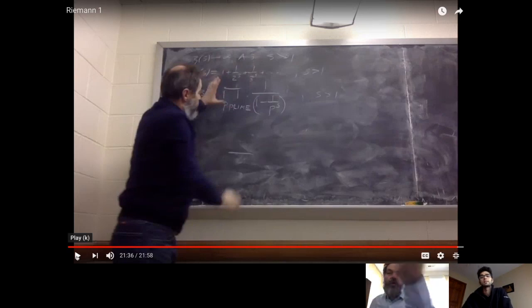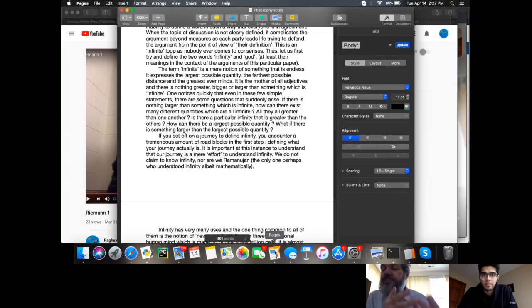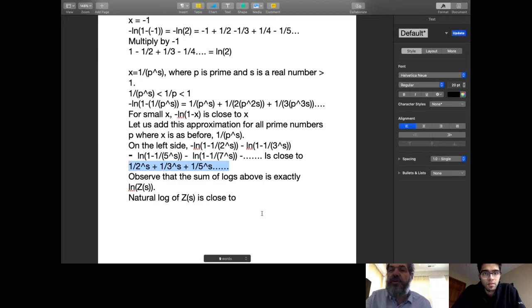So we can go back to the other screen and conclude that indeed the sum of those logarithms is exactly, there's no approximation here, the log of zeta. Where I have an approximation, not an exact formula, is in this sum. So we concluded the following: the natural log of zeta of s is close to the sum 1 over 2 to the s plus 1 over 3 to the s plus, and so on.